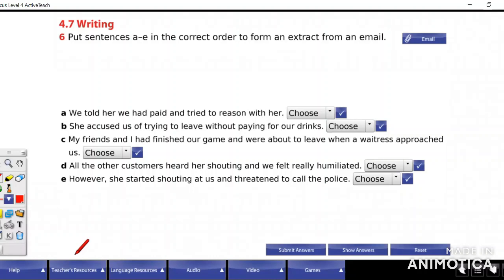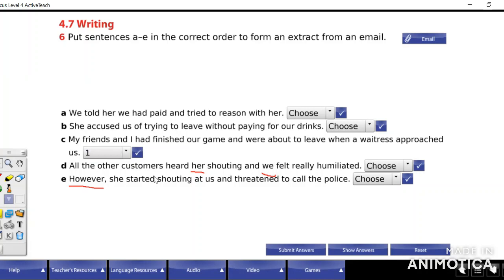So how are we going to look at this? Well, a couple of things we can say. This is not a good start. However is one of those words. It means that something comes before it. You can never start with however, because it implies this is a reaction to something I mentioned earlier. Then we have D, and D starts with all the other customers. That is possible. But then we have heard her shouting and we felt humiliated. Now, these are words which you can't use at the start because, well, we don't know who her is, we don't know who we are. So we're going to look at a sentence which gives us that. Again, also A and B do the similar things, so it has to be C. And this is a good way to start.